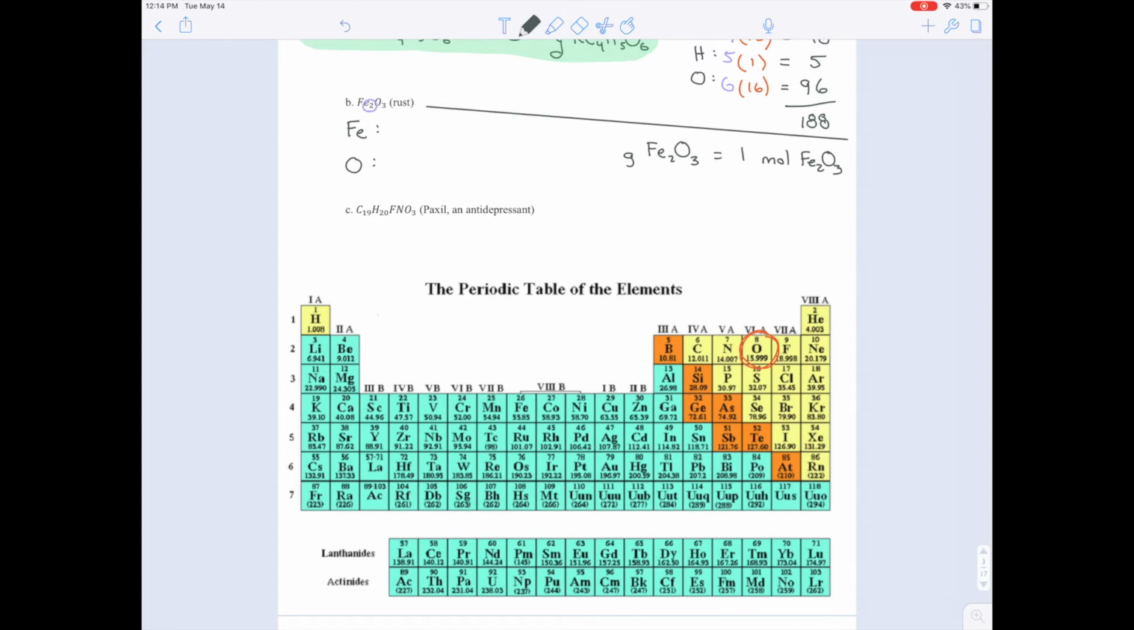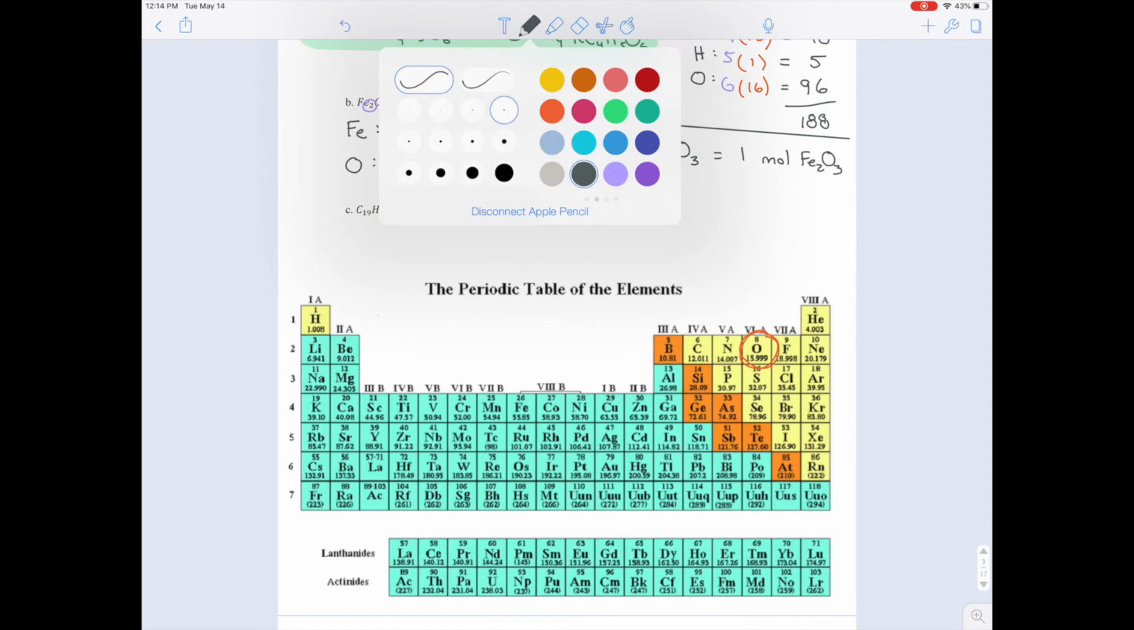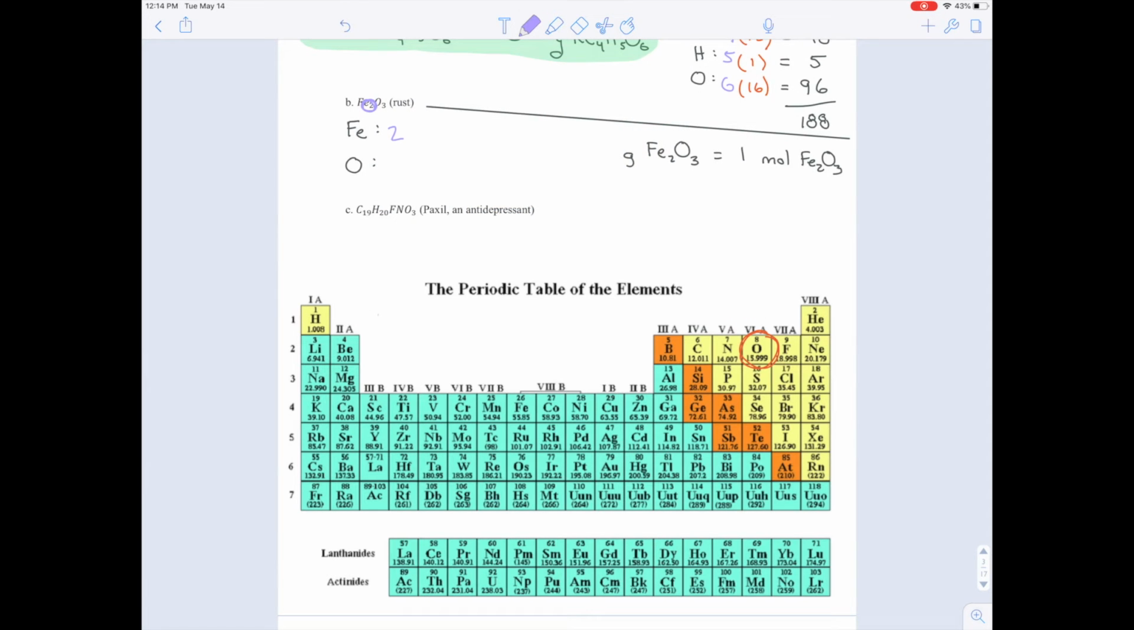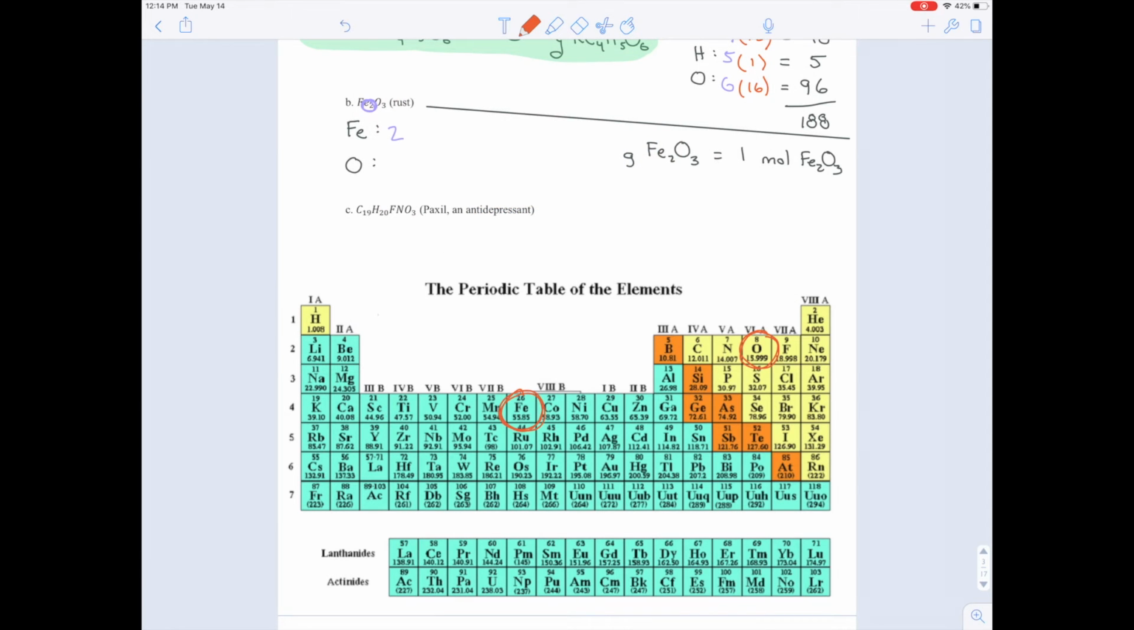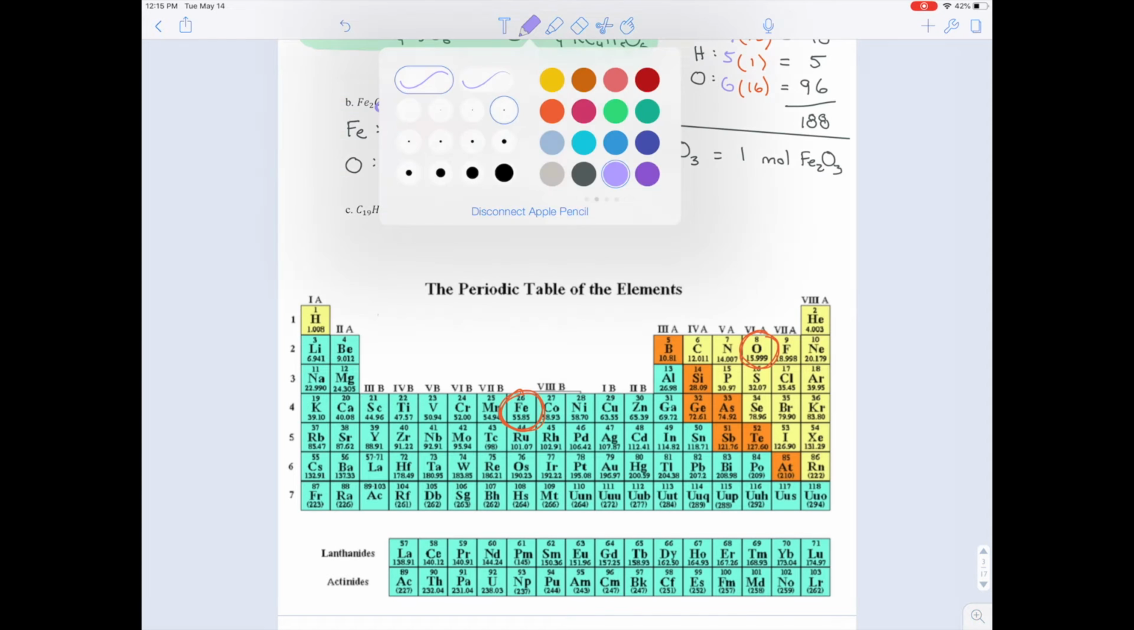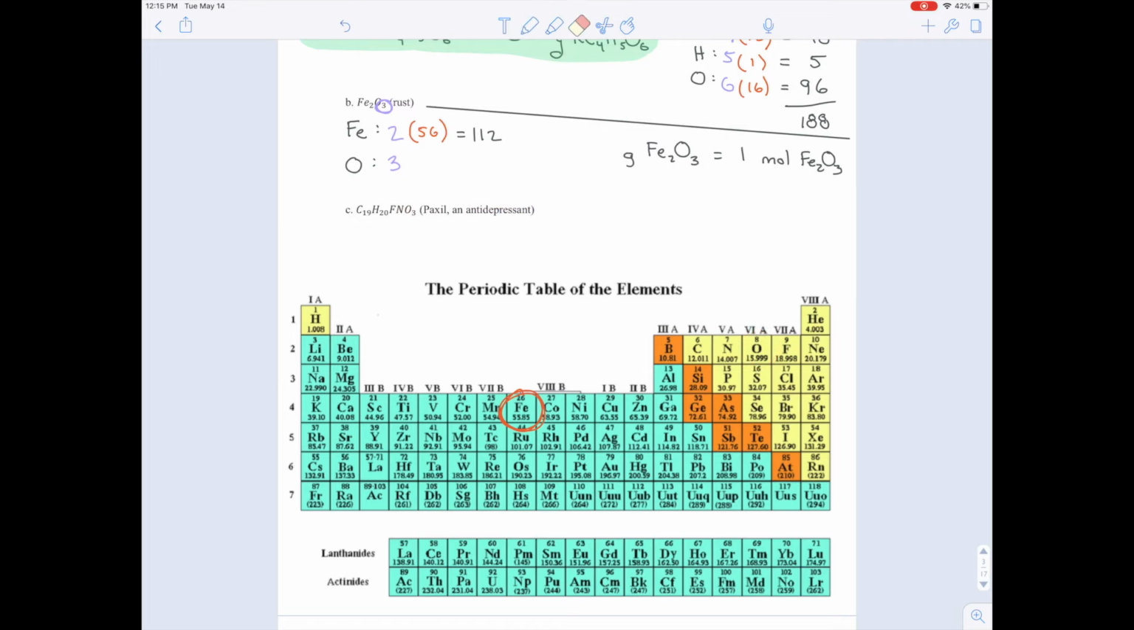That's the molar mass. Okay, so we have 2 irons, 2 moles of iron in 1 mole of this compound. And each mole of iron, we can see on the periodic table, weighs around 56 grams. So altogether, that would be 112 grams coming from the iron. Then, in 1 mole of this compound, we'd have 3 moles of oxygen. And we can see from the periodic table that each mole of oxygen would weigh 16 grams. So altogether, that's 16 times 3, that's 48 grams coming from oxygen.